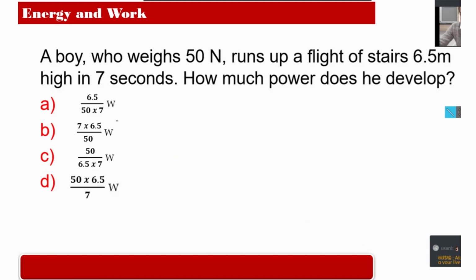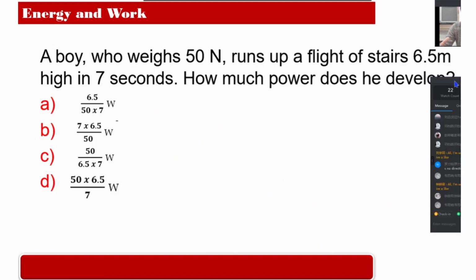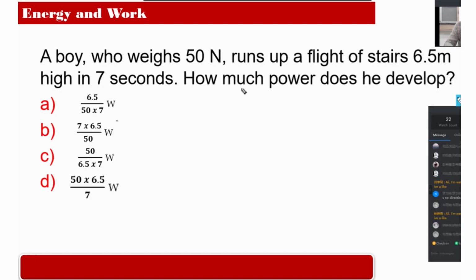Excellent. And tell me, what is your answer for this question? Read this question and try to answer. The question is asking you to calculate the power. In this case, the best way to answer this problem is to write down what is given. This is the force. So simply we can say F is given, and this is equal to 50 newtons.